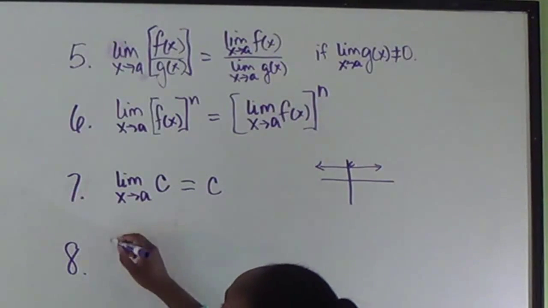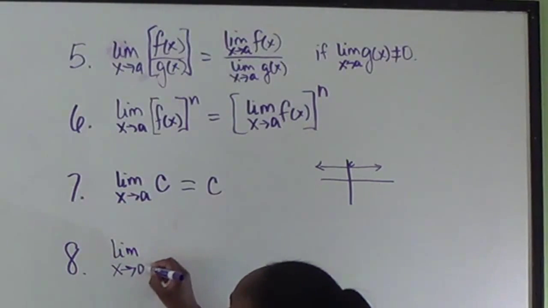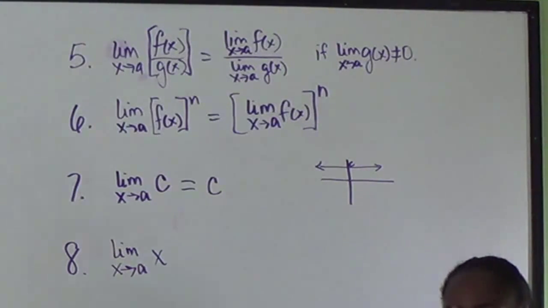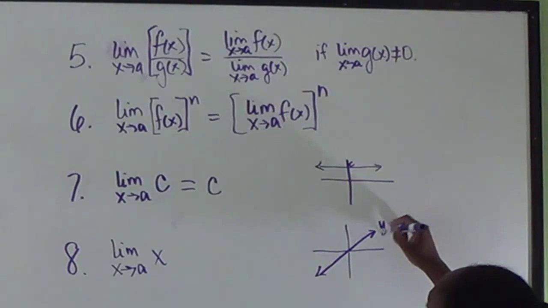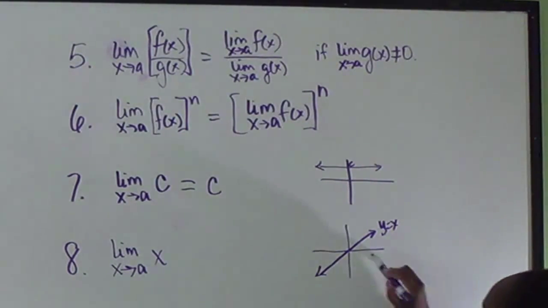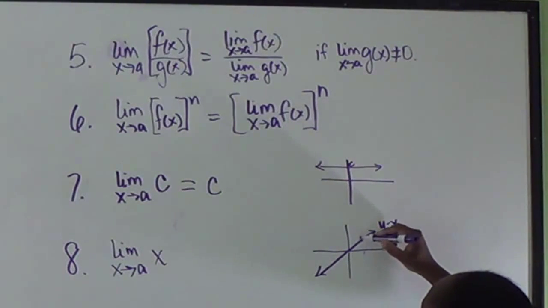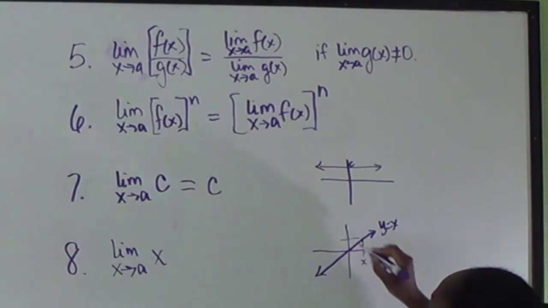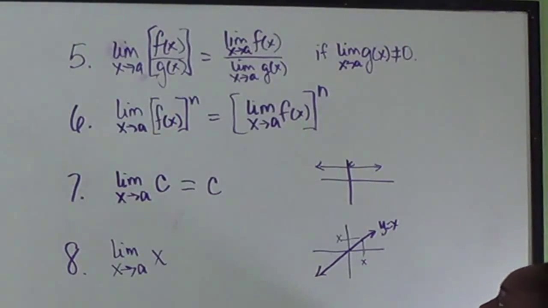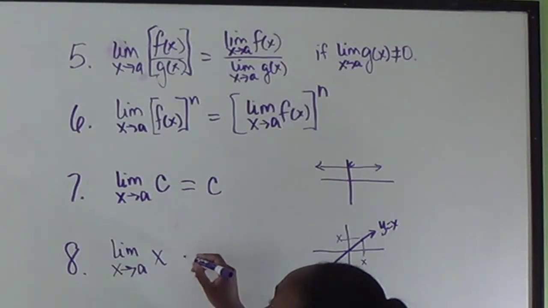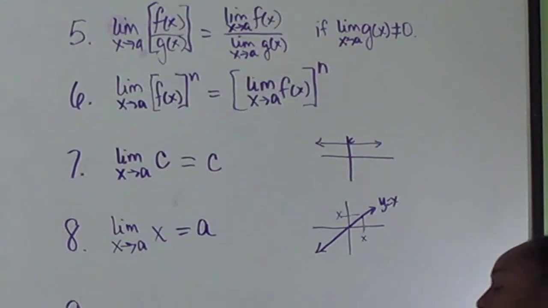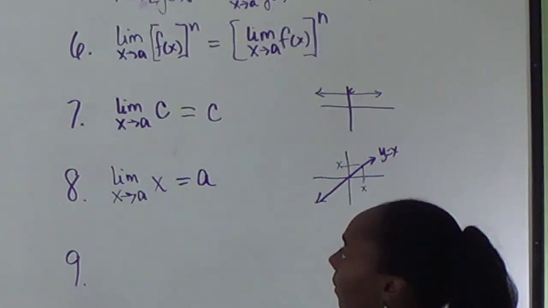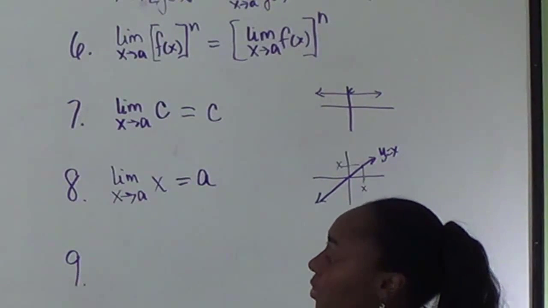Likewise with polynomials, we also get our linear function. And this one, again, you can kind of think of graphically. If I think of the graph y equals x, then for any point that I pick, the y value is going to be the same as the x value. Okay? So the limit as x goes to a of x is just going to be a, whatever that value I'm approaching is. Okay?